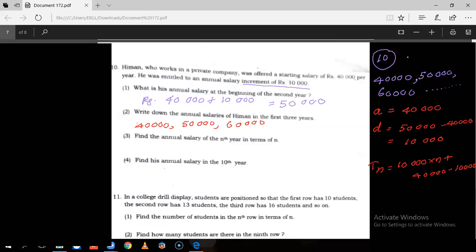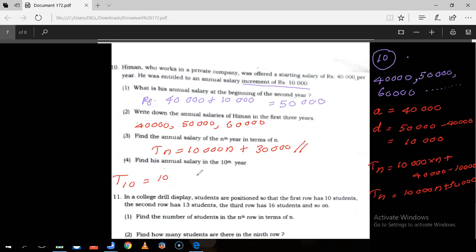So Tn equals 10,000n, and 40,000 subtract 10,000 is plus 30,000. That's all. So the annual salary in the nth year is Tn equals 10,000n plus 30,000. This is the general term. Find the salary in the 10th year. They ask what it is in the 10th year. T10.